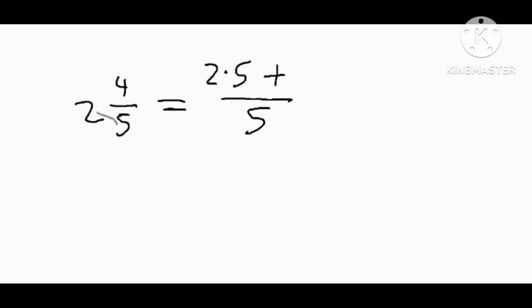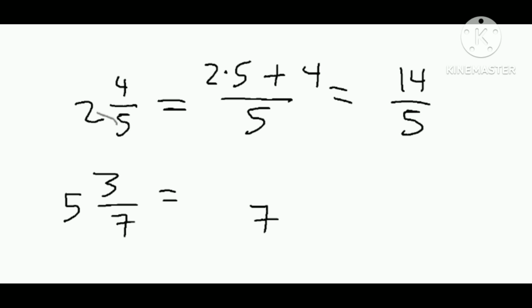Now, how can we convert a mixed number into an improper fraction? Let's say we have 2 4/5. What do we need to do? The 5 is going to remain on the bottom. Multiply 2 and 5 and add the numerator 4. 2 times 5 is 10. 10 plus 4 is 14, so it's 14 over 5. Let's try another example. 5 3/7. The 7 is going to stay the same. 5 times 7 is 35 plus 3, that's 38.